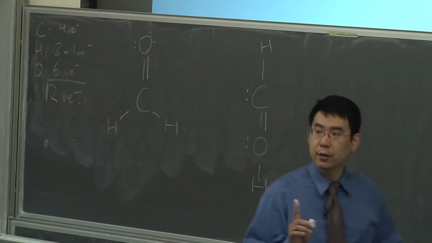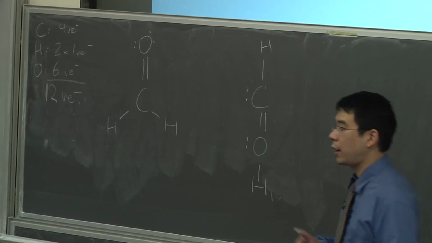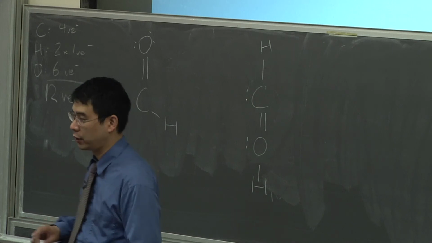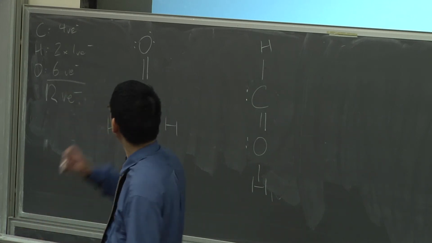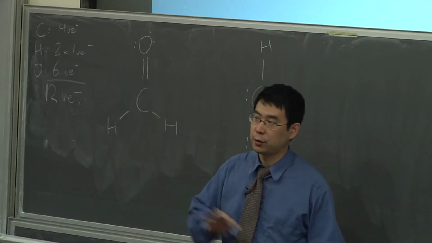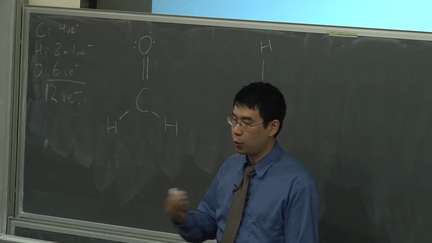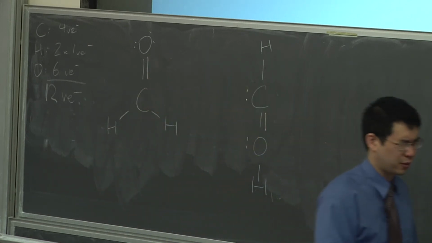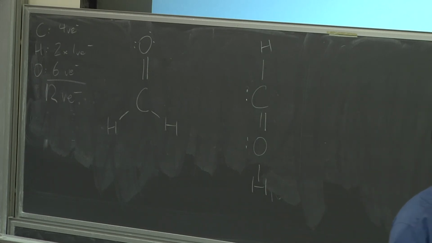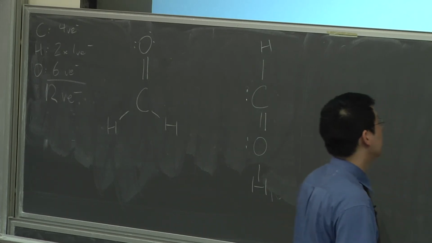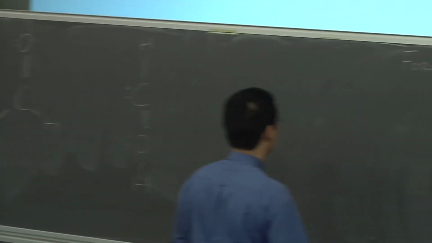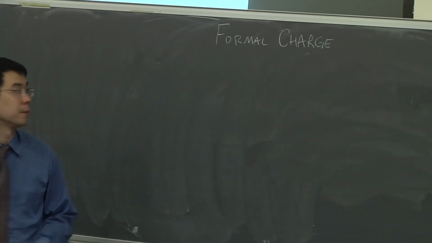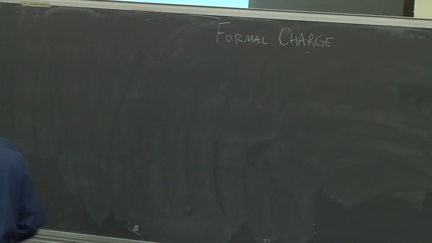If you can't do that, the more electronegative atoms like to have more negative charge, and the less electronegative atoms like to have more positive. So if we can't exactly get that to work, we want to put more electrons on the electronegative atoms and fewer electrons on the less electronegative atoms. So formal charge is a way of keeping track of what electrons go with what atoms.